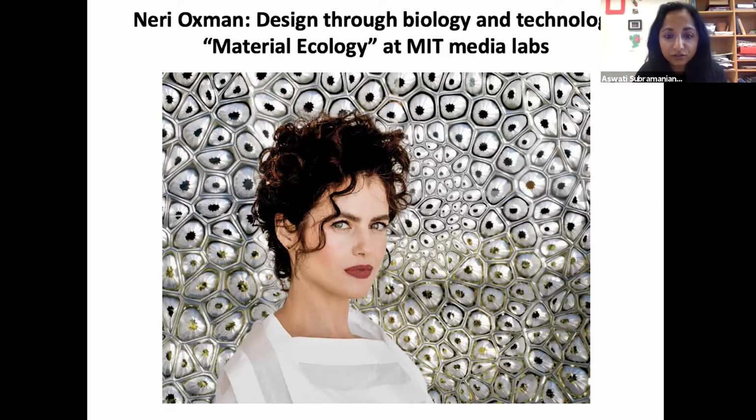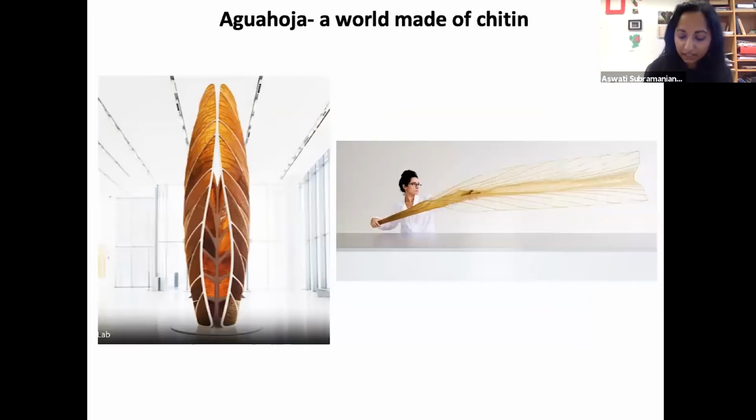She's an architecture professor who works on material ecology. And so she has done a very great job. She has been successful in being able to combine biological design, with respect to using biological products, and biomimicry, which is mimicking biological form and function. And so Aguahoja is a product that she has designed using chitin.